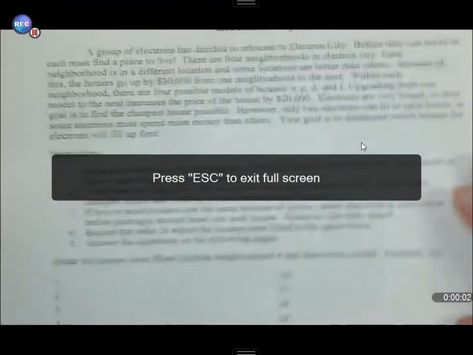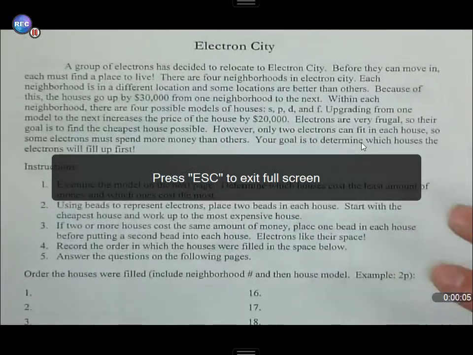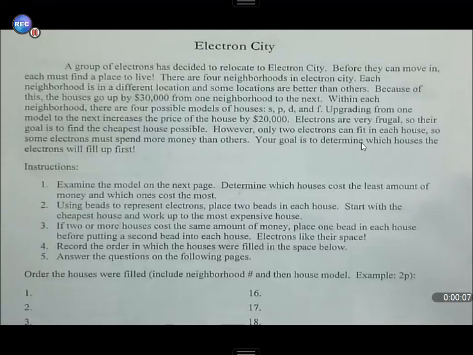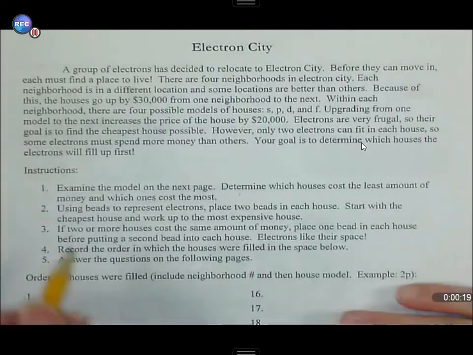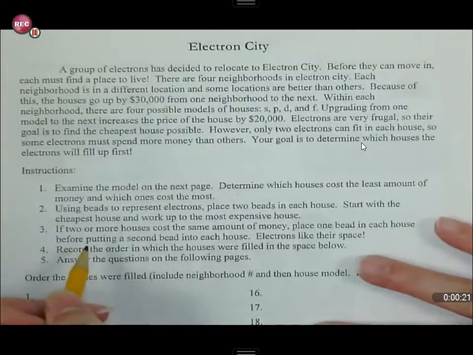Okay, so we're starting electron configuration, and this can be a difficult unit, but we're going to try to start off with this intro activity that's going to help us to understand what's going on, okay? So, Electron City. A group of electrons has decided to relocate to Electron City. Before they can move in, each must find a place to live.